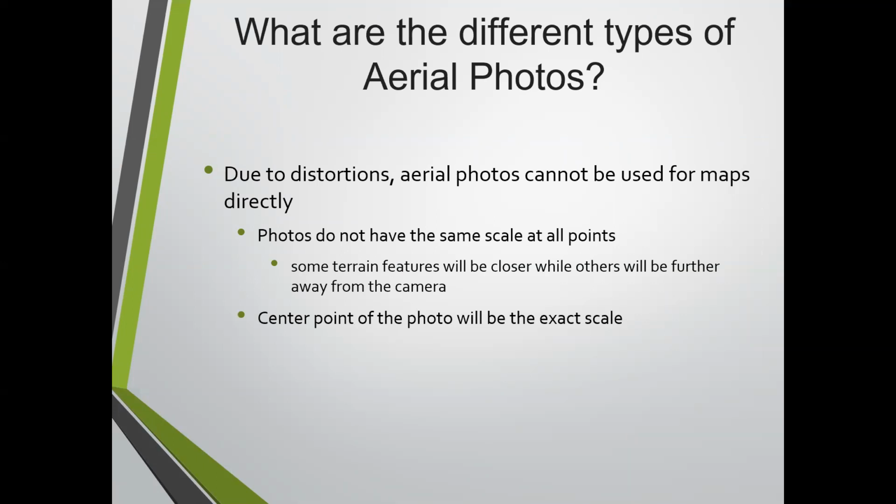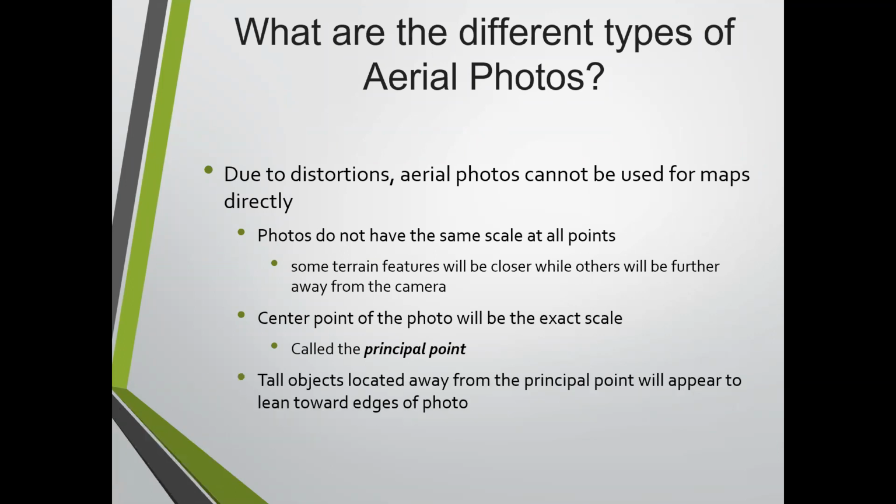And also because the center point of the photo is only going to be the exact scale, but anything coming out from that is going to change drastically. And that point of the center of the photo is referred to as the principal point. And that's the point of where your nadir is essentially. And what you'll also get because of that is what we call relief displacement.